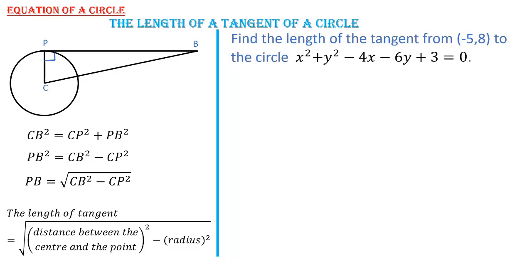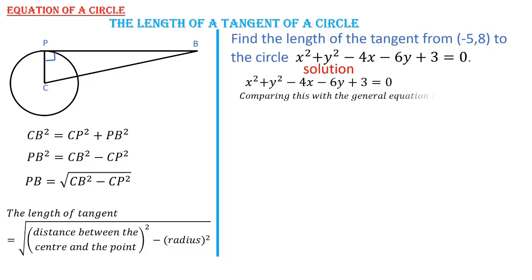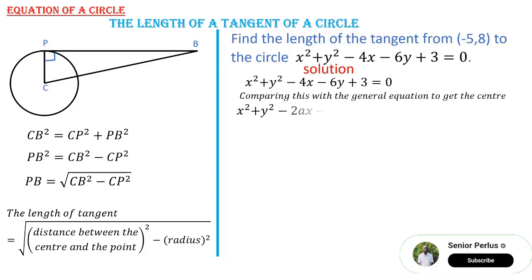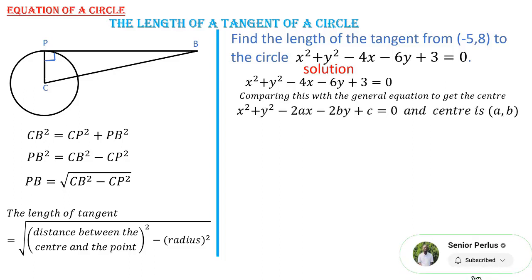This is our example. We should find the length of a tangent from the point to the circle. We are given the equation of a circle here. Now, for us to get the length of a tangent, we have to know the center and the radius. To know the center, like I said, we always compare the equation that is given to the general equation. And this is our general equation when we prove it. So let's compare to get our center a, b.